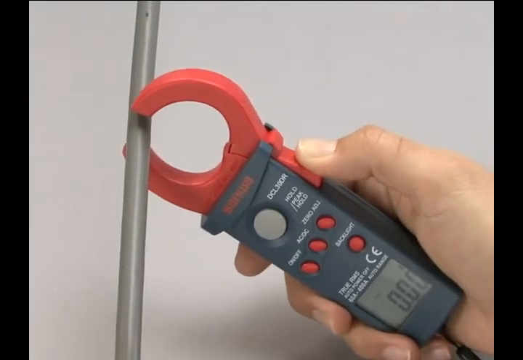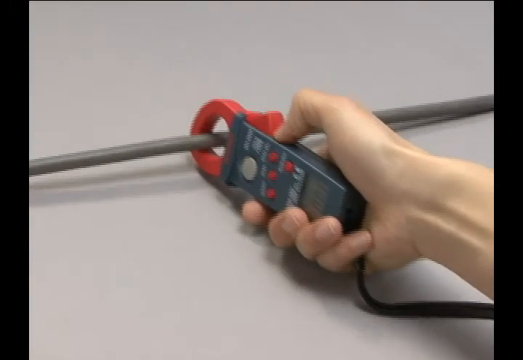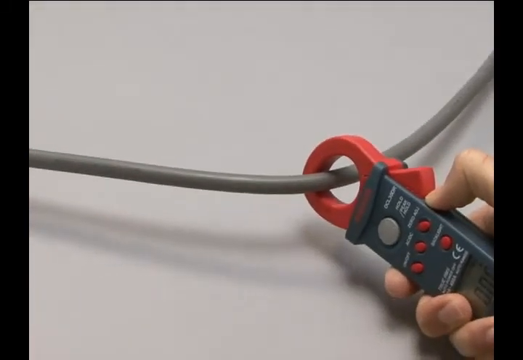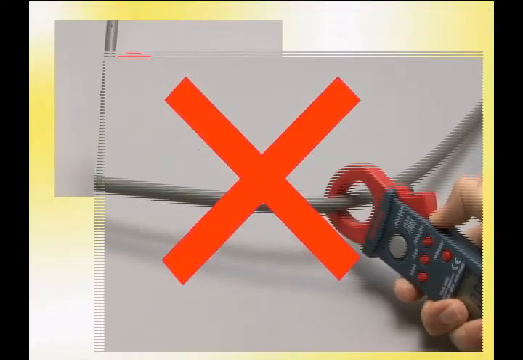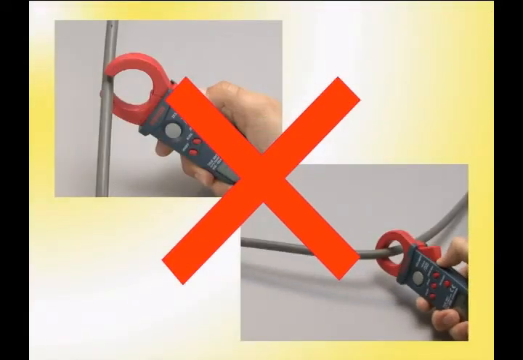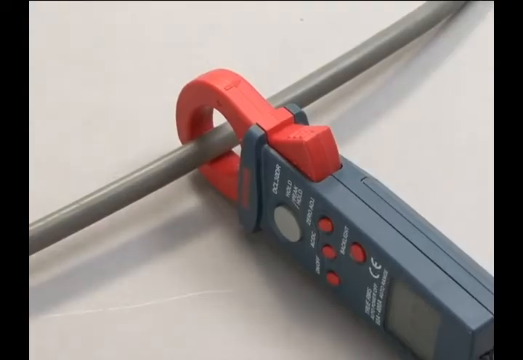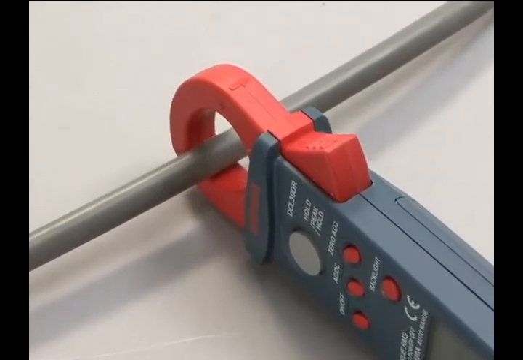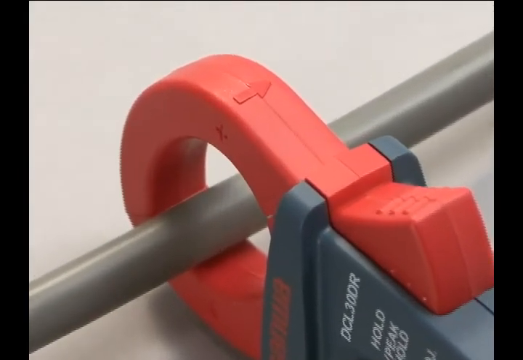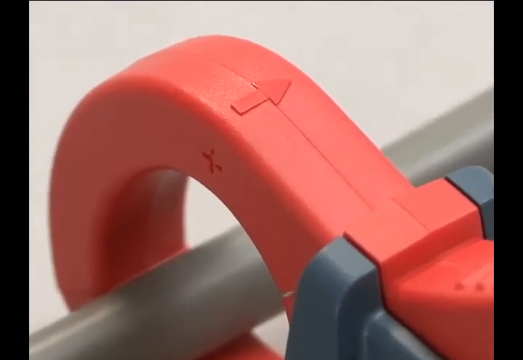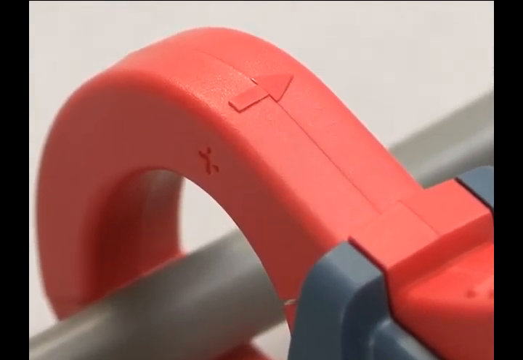Since the tip of the clamp meter incorporates a precision semiconductor component, never attempt to hold any object with the tip of a clamp meter or pull an electric cable with it. While measuring DC current, pay attention to the flow direction of the electric current. An arrow indicating the direction of the current is provided on the tip of the clamp meter. The arrow direction should match the direction of the current.